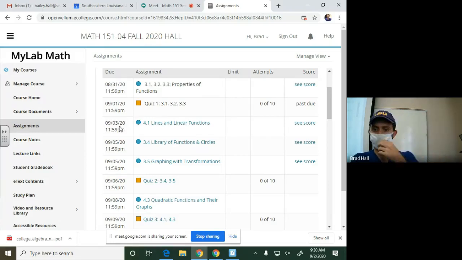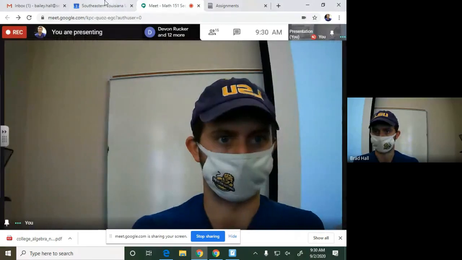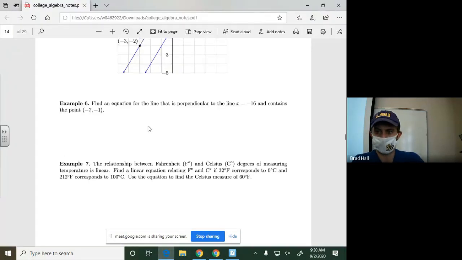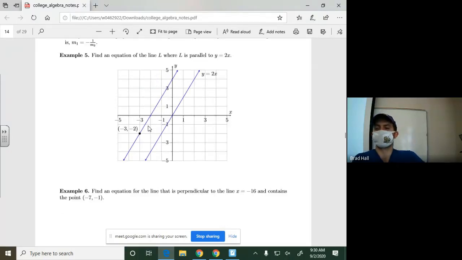And we will move on and finish library of functions. That's a pretty quick section. And then we'll talk about graphing with transformations. So let's go ahead and pick up where we left off last time. Last time we talked about example 5 here, which was find an equation for a parallel line.